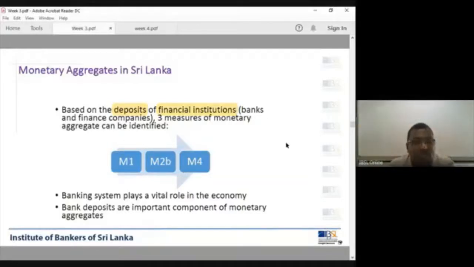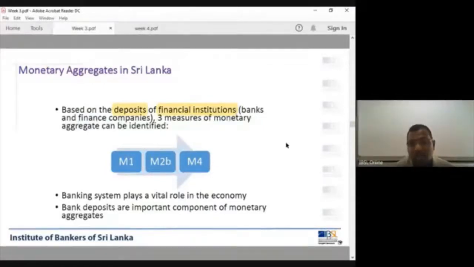So our first definition of money will start with the most important banking sector in Sri Lanka, that is the commercial banking sector. We call them LCBs, licensed commercial banks. Licensed commercial banks are the most important financial intermediary in the Sri Lankan economy. I hope you remember we discussed this in the very first session. So they are very important.